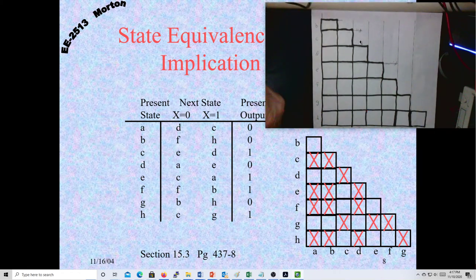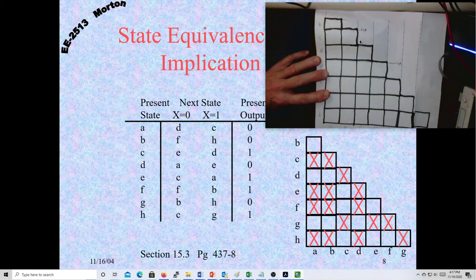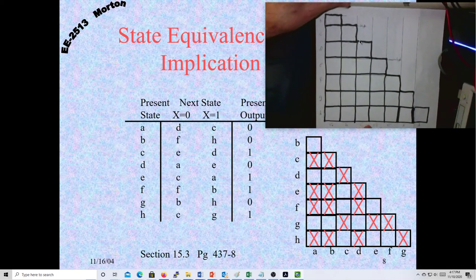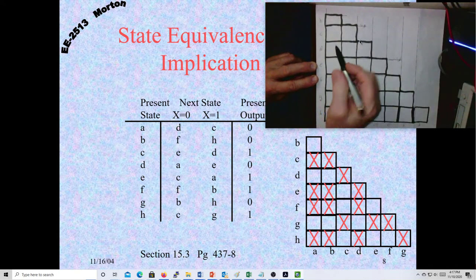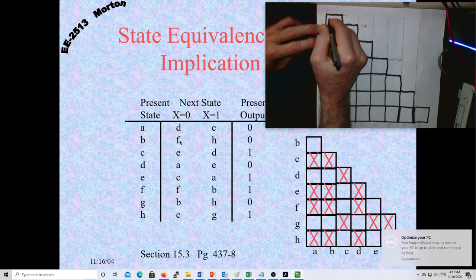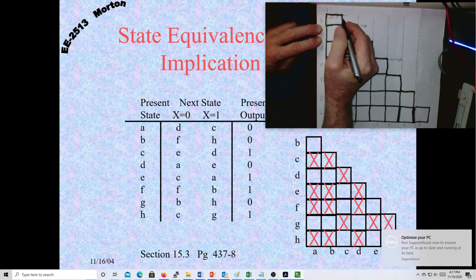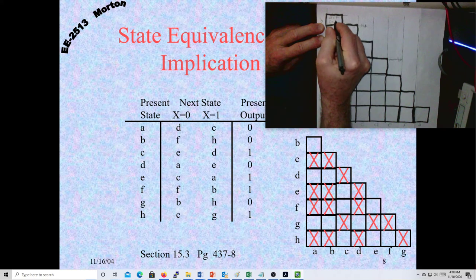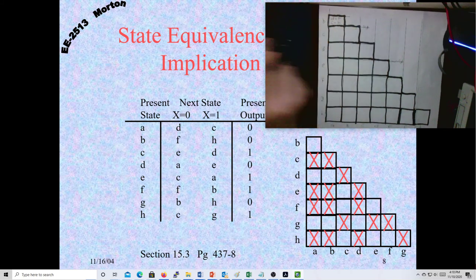Perfect. All right, so the first thing I'm going to do is compare down here. Let's scoot this forward just a little bit so you can see the bottom ones. So I'm going to compare A to B. Now, if A equals B, what would have to be true? Well, first, the outputs have to be the same. In this case, they are. They're both zero, so that means it's possible. D would have to be equal to F, so I'll write that in: D equals F, and C would have to equal H. C equals H.